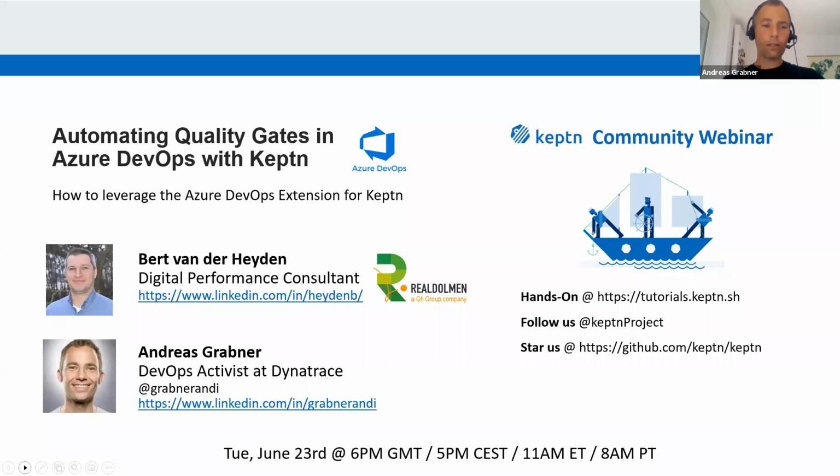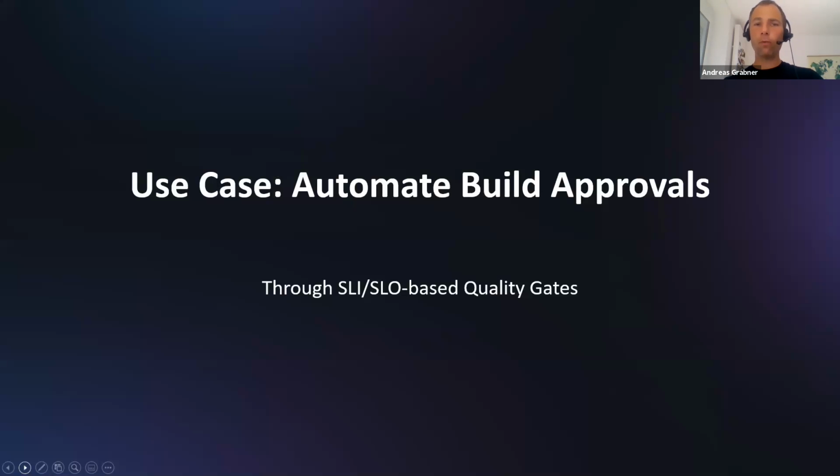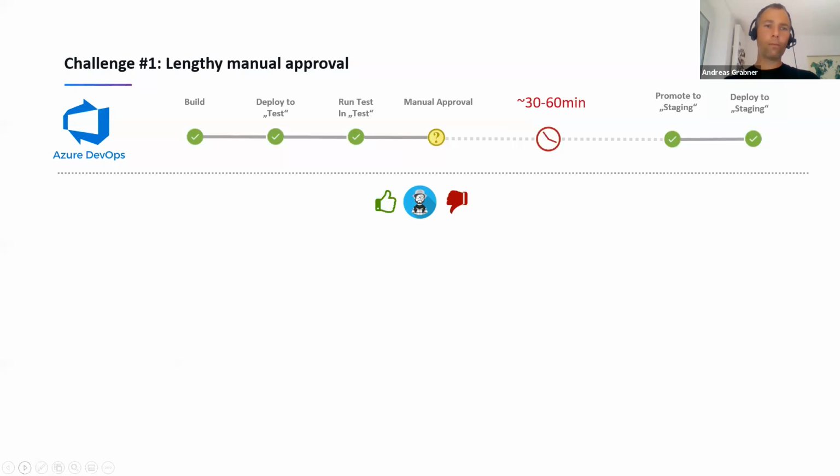But again, the problem statement is we want to automate build approvals, because there's too much manual work being done in approving new builds from different perspectives. And we want to use an SLI, SLO-based Quality Gate approach to actually do this. Now, to bring this a little into perspective, and Bert, you agreed that this really makes sense, right?